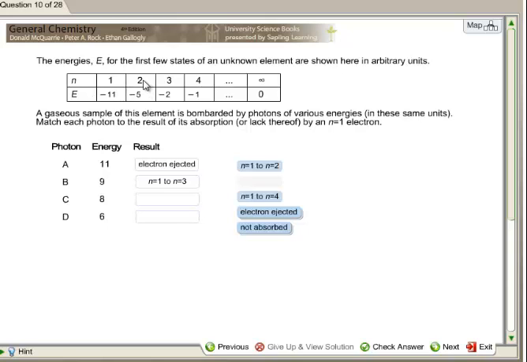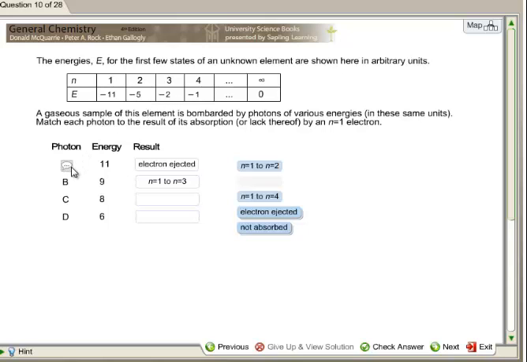If that electron occupies n equals 2, it's going to have an energy of -5. And if that electron completely leaves the atom, overcomes the nuclear attraction, it's going to have n equals infinity, and that will be an energy value of 0. So a gaseous sample of this element is bombarded by photons of various energies in the same units of this.